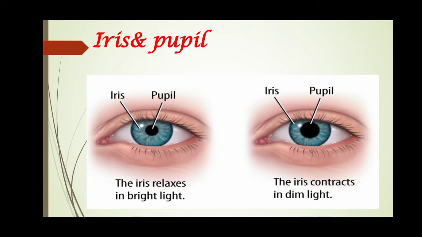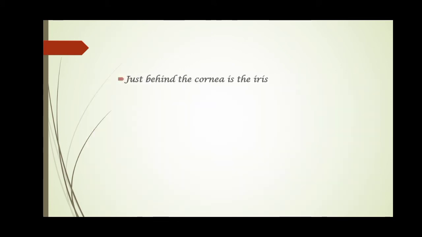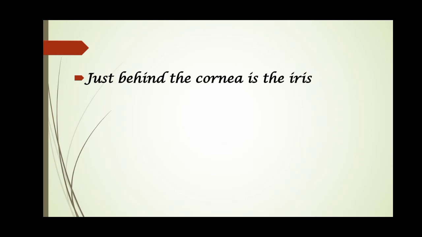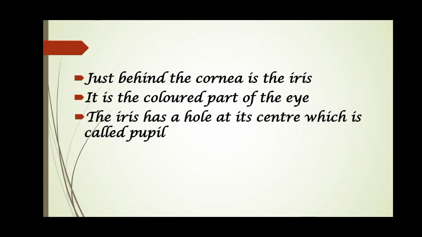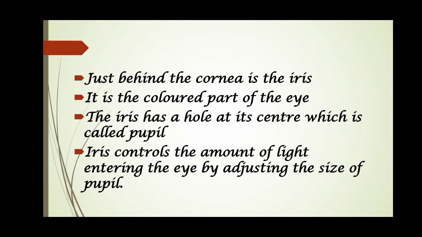Iris and pupil. Just behind the cornea is the iris. It is the colored part of the eye. The iris has a hole at its center which is called pupil. Iris controls the amount of light entering the eye by adjusting the size of pupil.